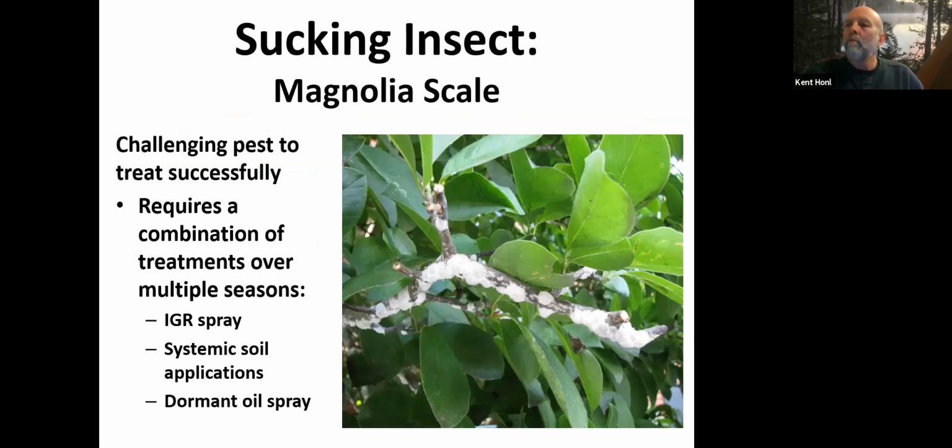So on to sucking insects. Magnolia scale is one of our main ones. It's a challenging pest to treat successfully. Typically, you have to have a combination of treatments over multiple seasons, and an IGR spray, which means an insect growth regulator spray.